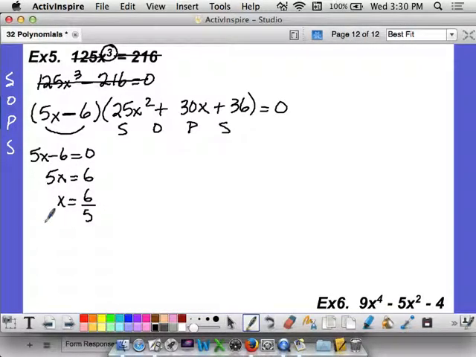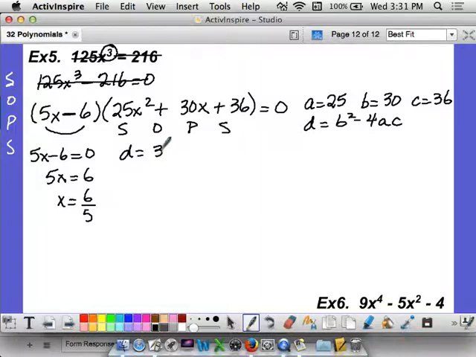That's an easy one. Whenever you get a SOPS trinomial, you're going to have to use the quadratic formula. These numbers normally aren't very pretty, so we have to go through and work them out. So I have A is 25, B is 30, and C is 36. I'm looking for D, the discriminant. That formula is B squared minus 4AC.